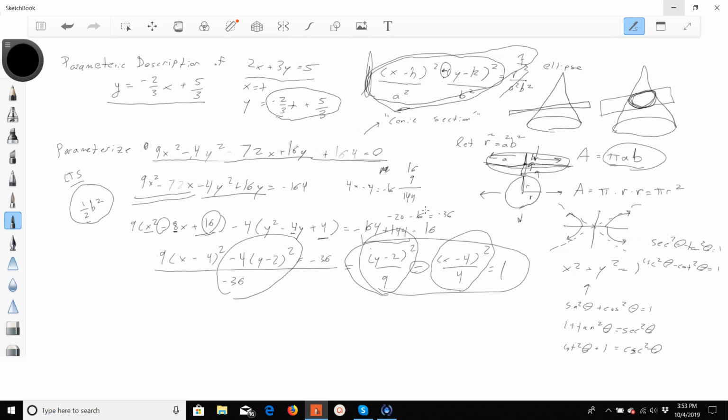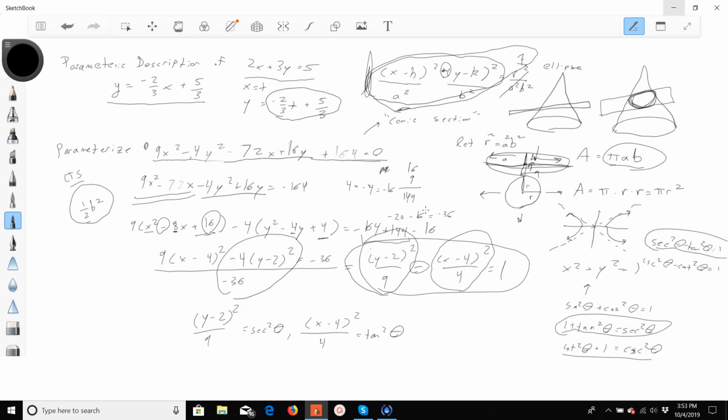So actually, either one of these identities you could make use of. I guess I'm going to make use of this one first because I don't really like this one as much. So basically, I'm going to let (y minus 2) squared over 9 be equal to secant squared theta, and (x minus 4) squared over 4 be equal to tangent squared theta.